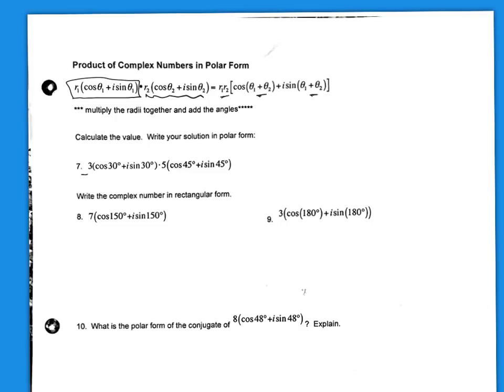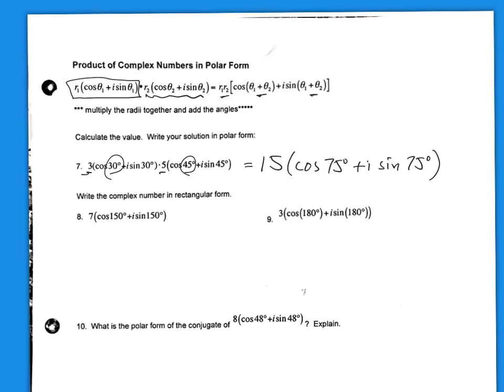To give you an example, if we're multiplying these two numbers together, you multiply the 2 radii together, keep everything in the same spot, cosine is still there, but then you add the angles, 30 plus 45, 75, plus i sine of 75. That's as simple as it is to multiply. Multiply the numbers out front, add the angles together.